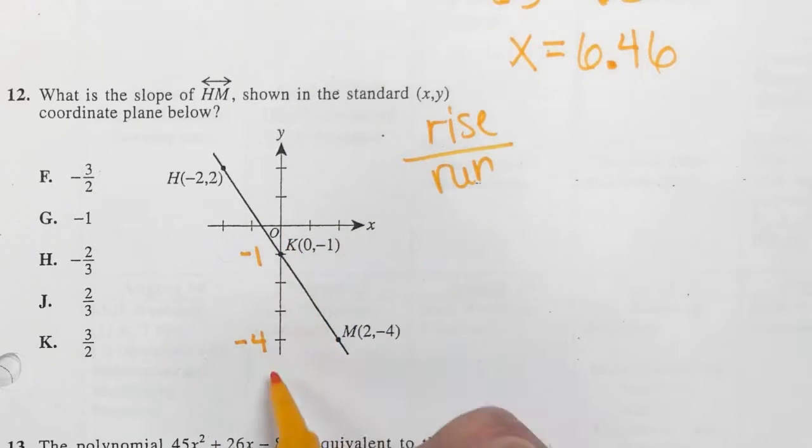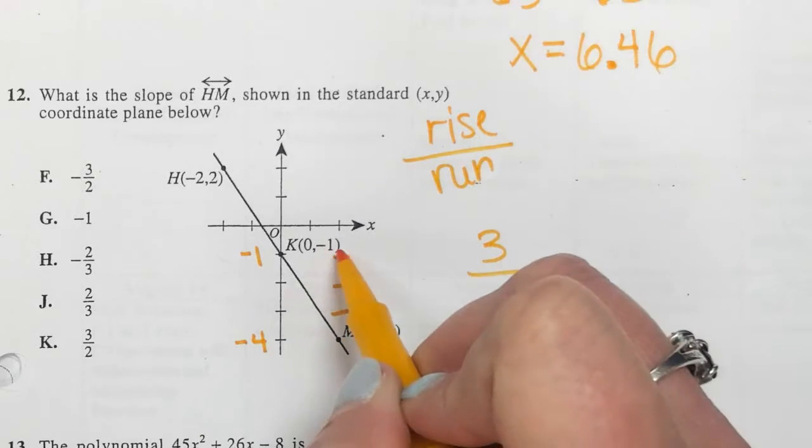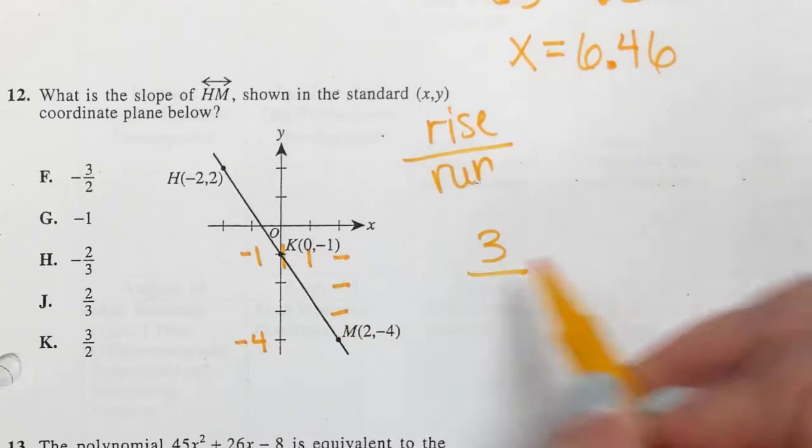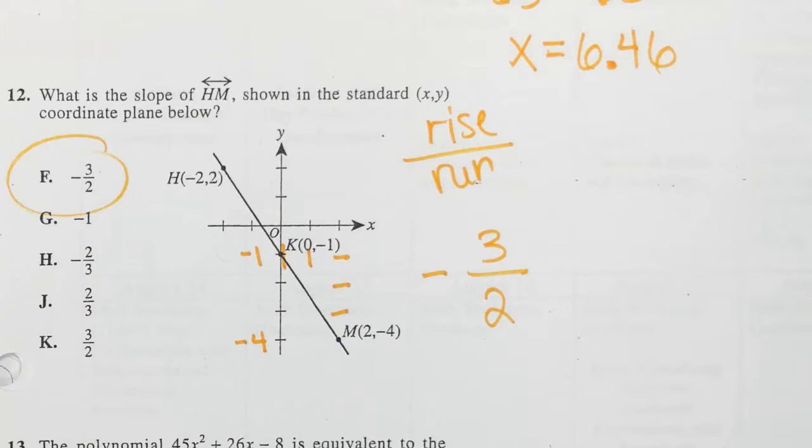-1. So they're counting by ones, right? So I'm going to go up 1, 2, 3. And I ran to the left 2. So if it's left 2, that's -2. So that would be F. Now, okay?